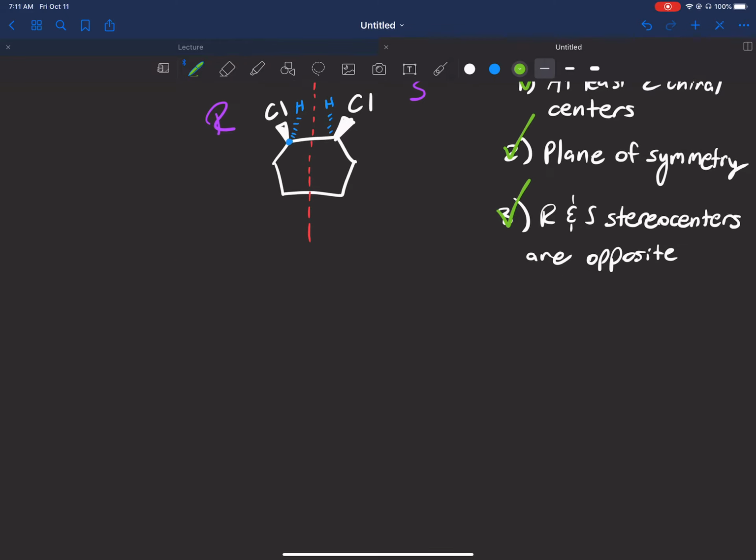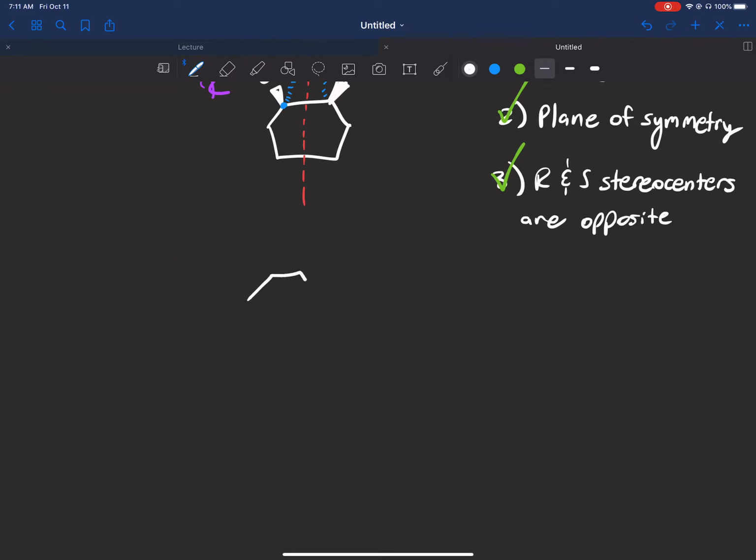All right. How about this compound right here? Let me redraw that better. So now I'm going to draw something similar. Now let's look at this.